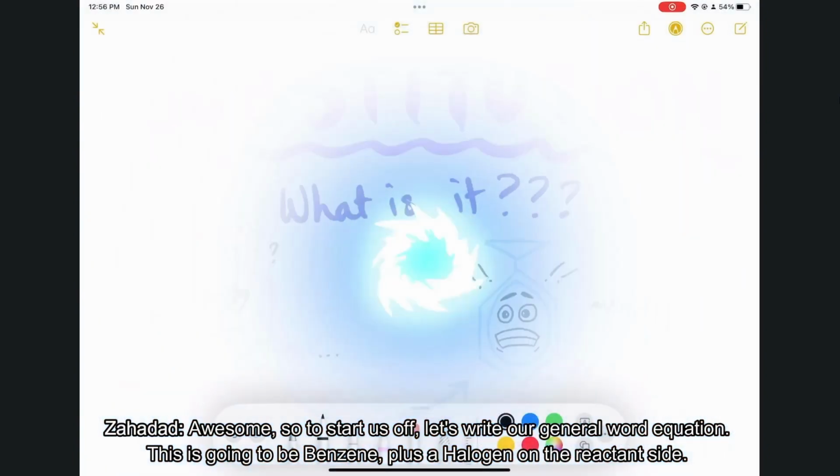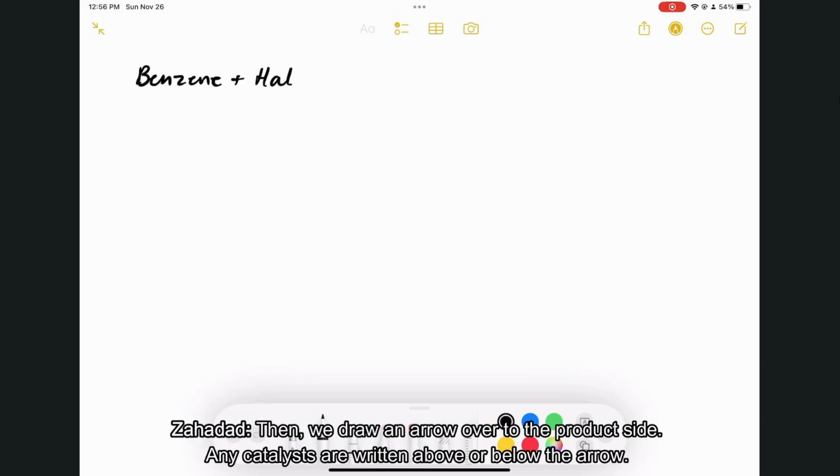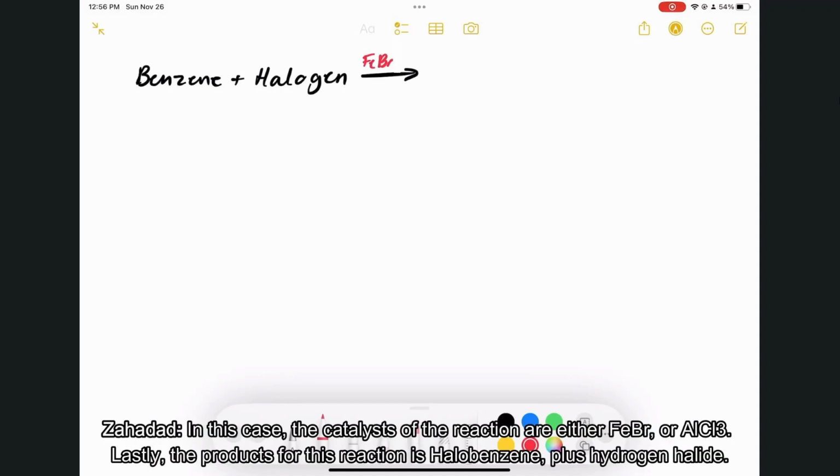Awesome. So to start us off, let's write out our general word equation. This is going to be benzene plus a halogen on the reactant side. Then we draw an arrow over to the product side. Any catalysts are written above or below the arrow. In this case, the catalysts of the reaction are either iron bromide, FeBr, or aluminum chloride, AlCl3. Lastly, the products for this reaction are halobenzene plus hydrogen halide.